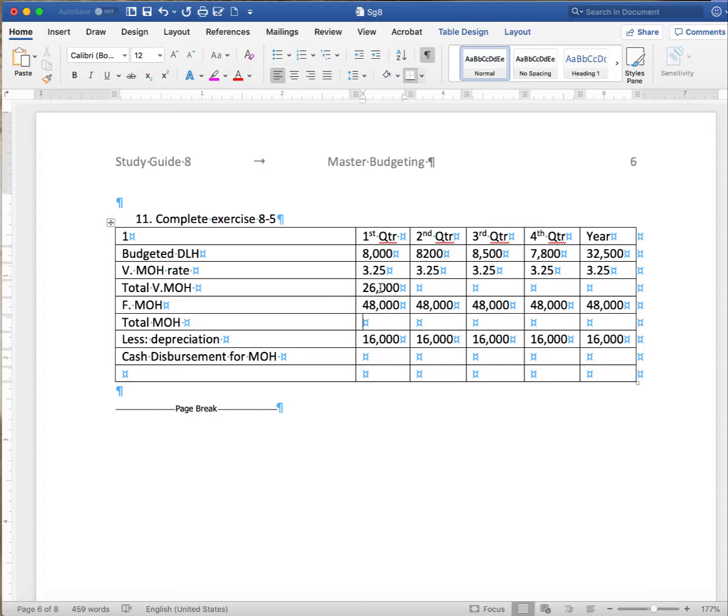48,000 is our fixed manufacturing overhead. So I'm going to add those two. I get $74,000. I need to subtract out my depreciation of $16,000. That means that I'm going to spend $58,000 in manufacturing overhead for the first quarter.